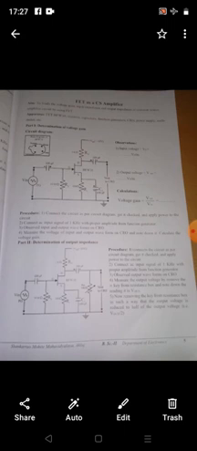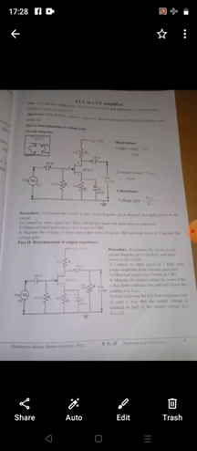Then we see the first part, determination of voltage gain. In this part we see 2 observations. First observation is the input voltage in volt, the second is the output voltage in volt, and we calculate the voltage gain equal to V out divided by V in. We get the voltage gain.